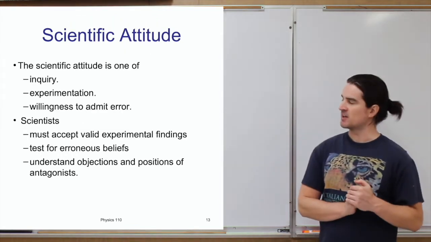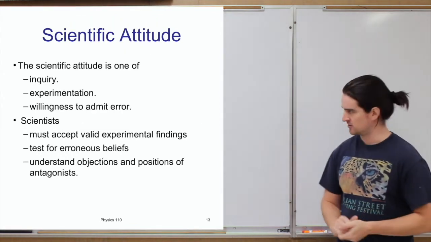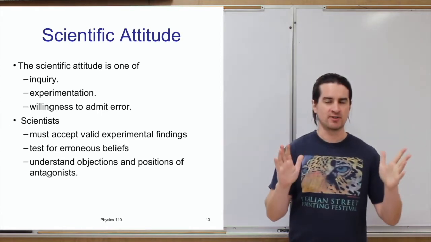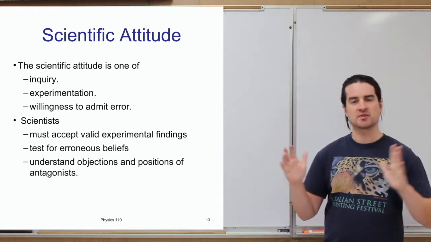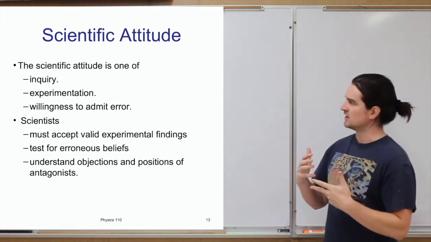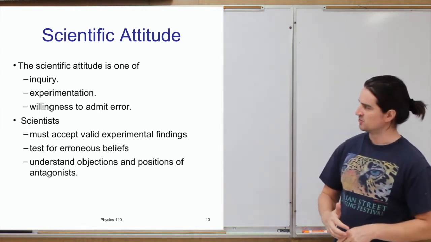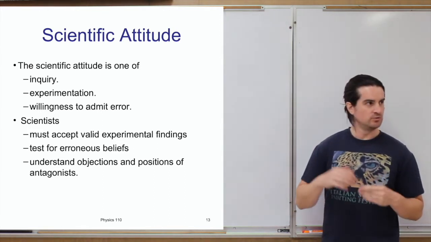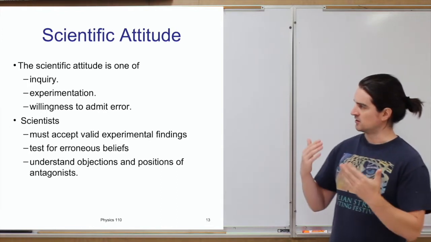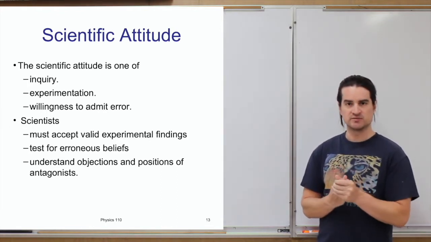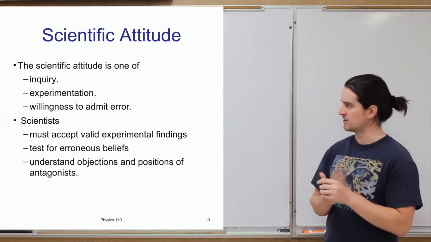Okay. What is the scientific attitude? What is the attitude of a scientist? Well, as we all know, everybody's attitude varies, one day, one minute to the next, maybe. In an ideal world, a scientist would be a person who has this attitude of inquiry. They're inquisitive, they wonder about things, they want to know why things are the way they are.